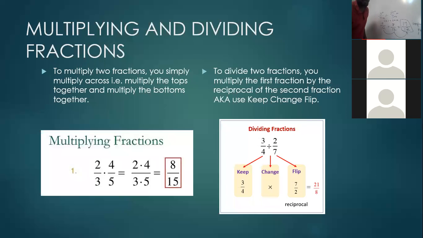All right, multiplying and dividing again. When you multiply, you go straight across. So if you go straight across, 2 times 4 is 8, 3 times 5 is 15.